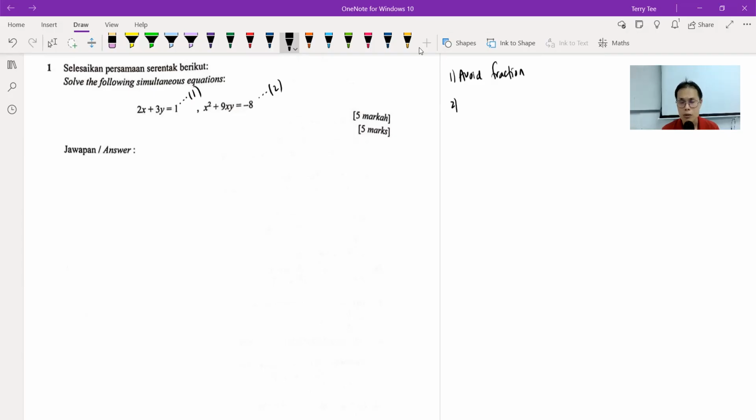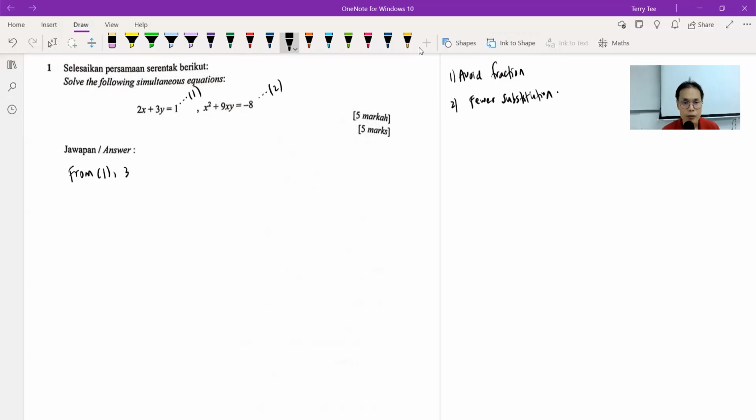So number two, the second thing to consider is we want fewer substitution. Fewer substitution means I only want to substitute once if I can, not twice or three times. If I make x as a subject, I have to substitute twice. If I make y as a subject, I only have to substitute once. So in this case, the wisest thing to do is to make y as a subject. So from equation 1, let's make y as a subject.